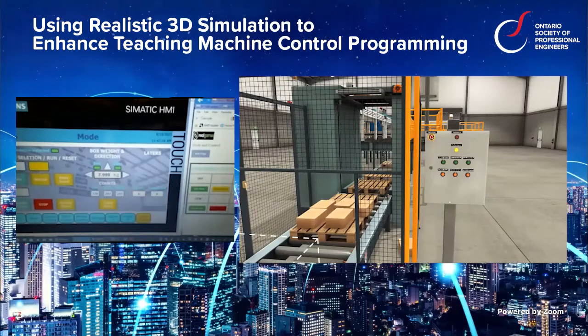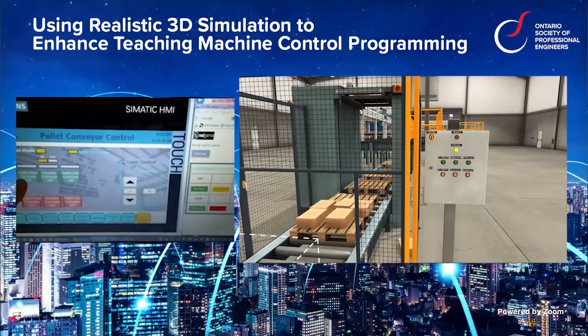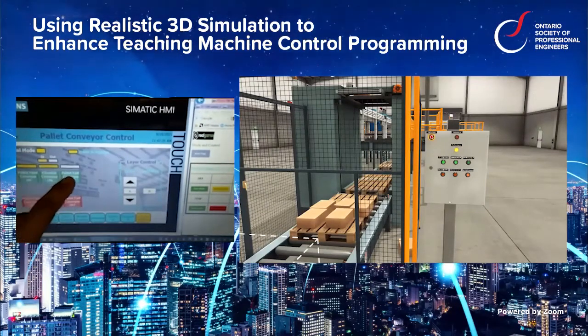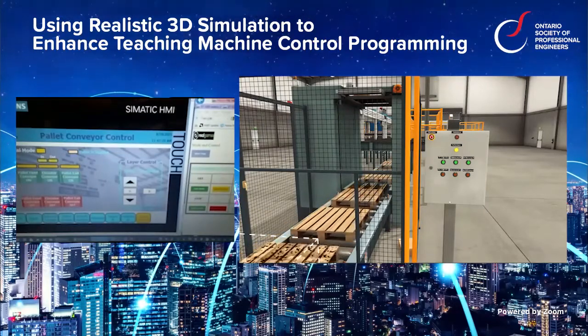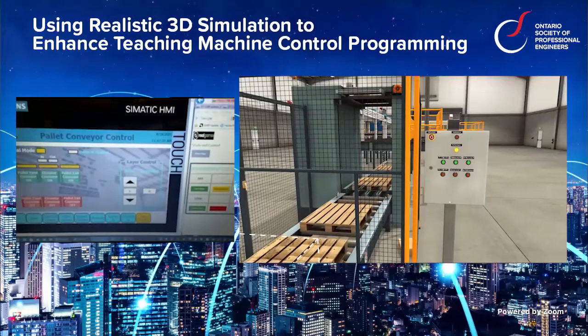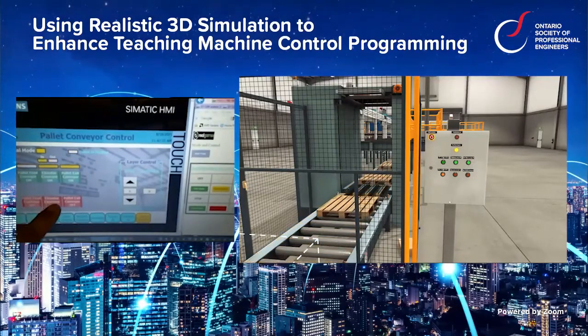Now I can also do this on the HMI concurrently. If I go over to the pallet control screen, I can do the same here. I can turn all those motors on. Same as I did on that panel. So again, it all works concurrently. And then I can turn them off again.